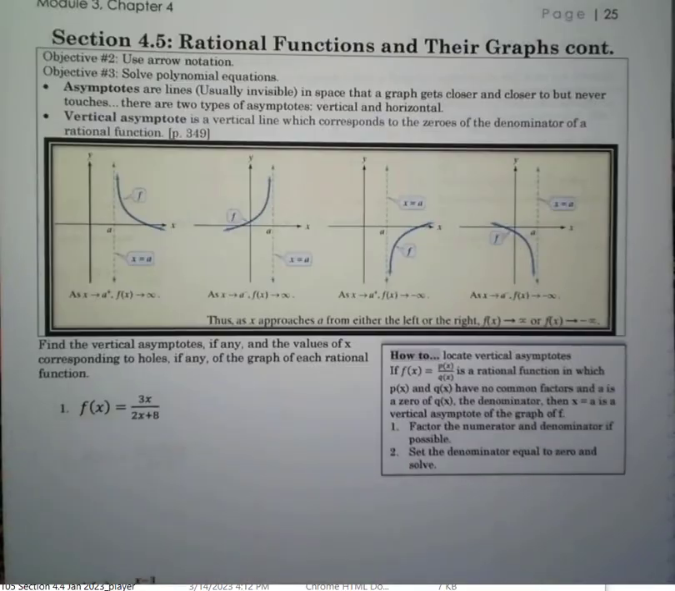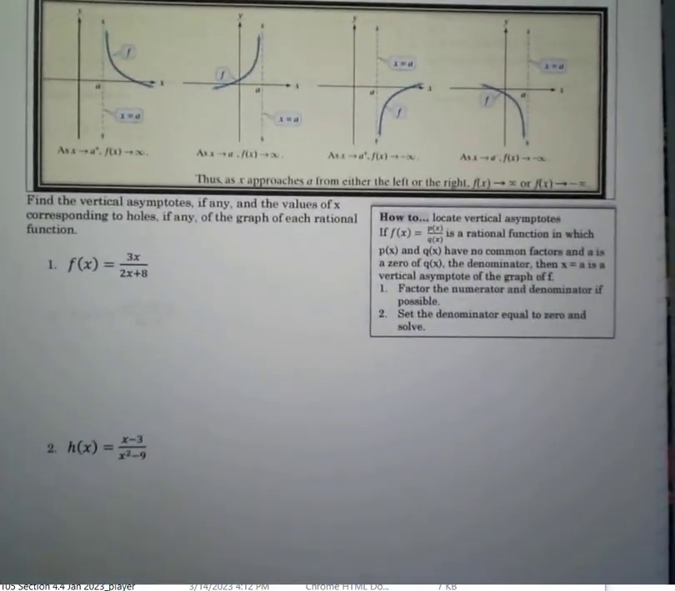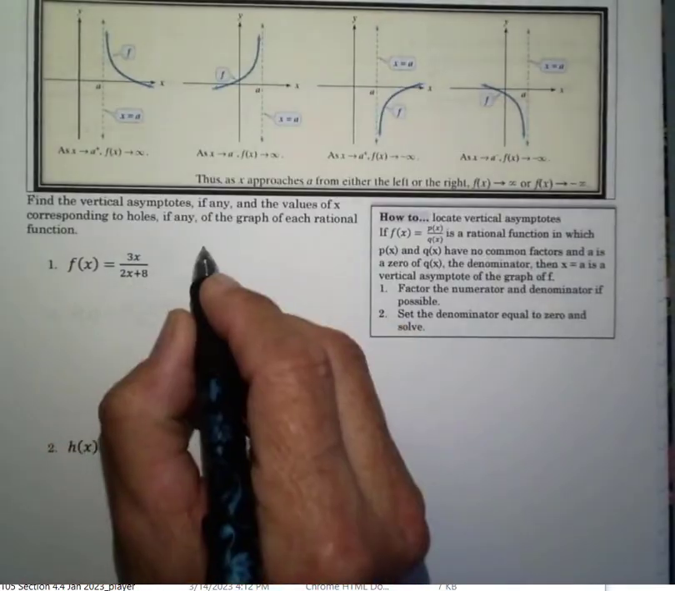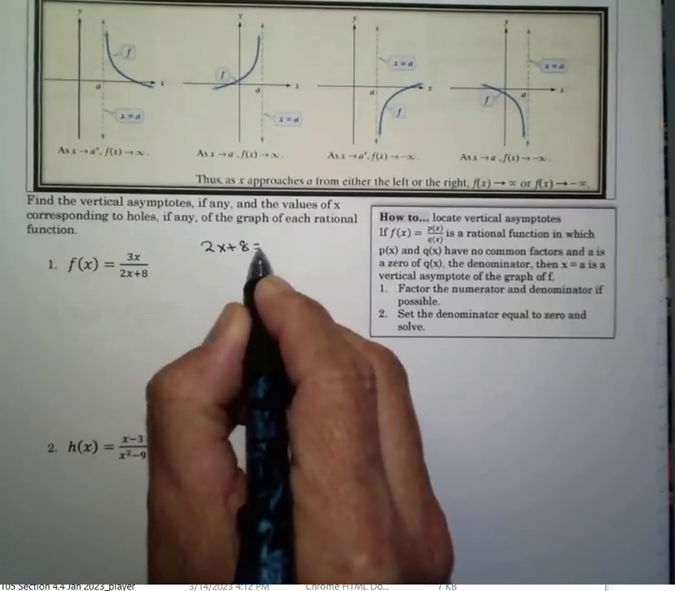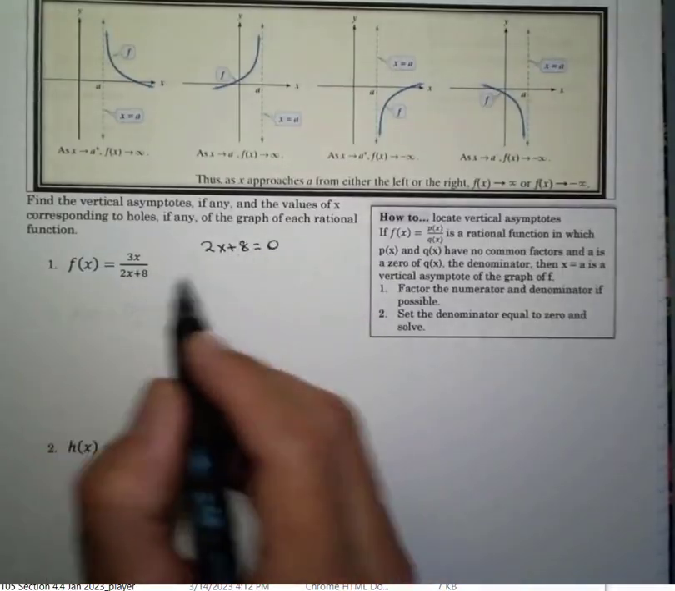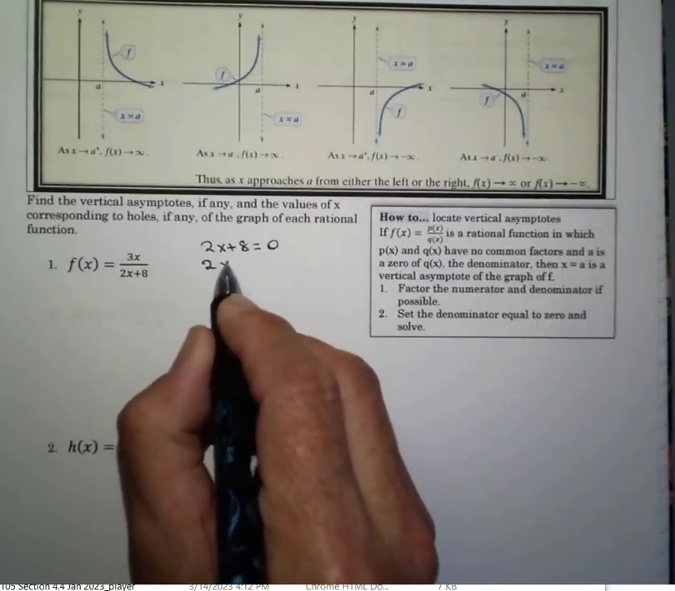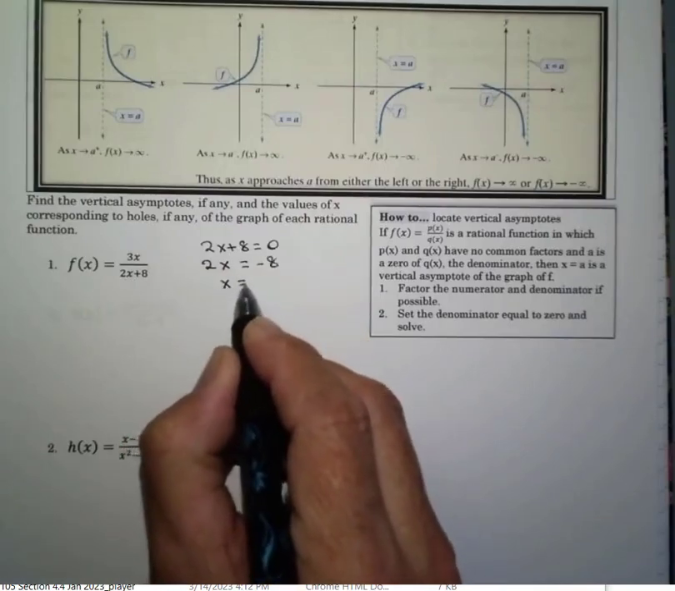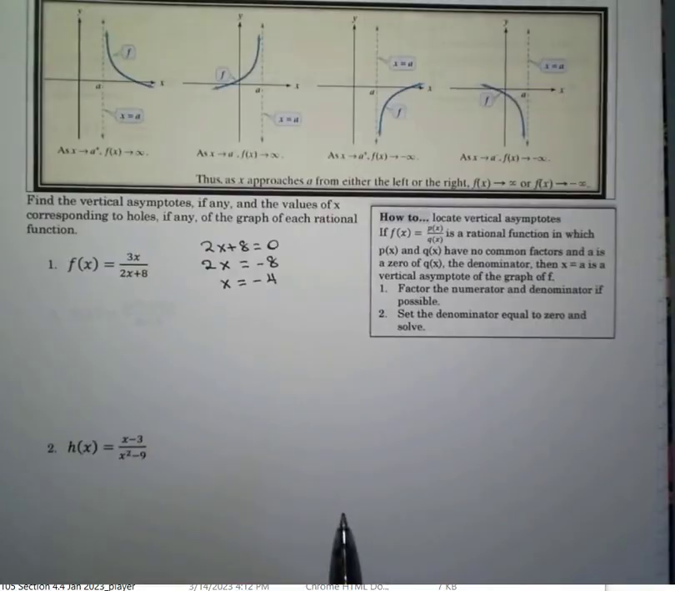So for this one, I'll give you this as an example. We have 3x over 2x plus 8. And first, I'm going to set this denominator equal to 0. I'm going to say 2x plus 8 equals 0 to find out what the restrictions are here. Let's just subtract 8 from both sides and divide by 2. And we find that x is equal to negative 4.